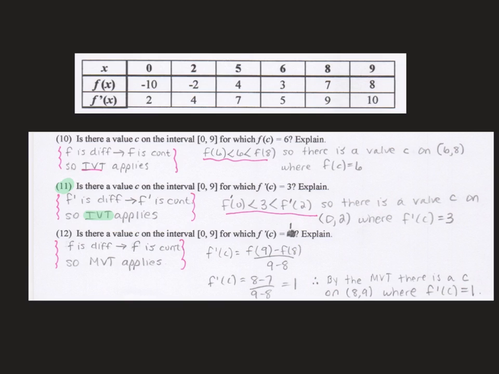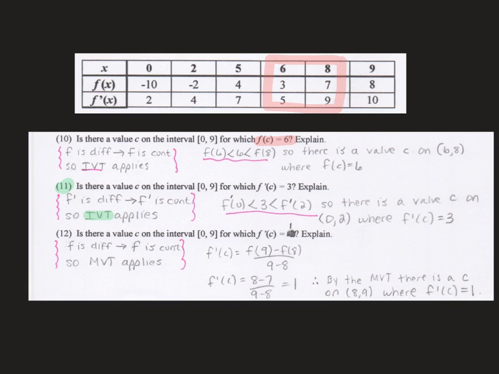So in number 10, I'm asked, is there a value C on the interval from 0 to 9 where f of c equals 6? So I'm going to look at the f of x values, and I'm looking to see if I am guaranteed that I'm going to bypass the value of 6. So I look at it on the different subintervals, so negative 10 to negative 2. Nope. 2 to 4. Nope. 4 to 3. Nope. I hit the 6 in between the 3 and the 7. So this is the area right in here, where I'm guaranteed to have an f value of 6.